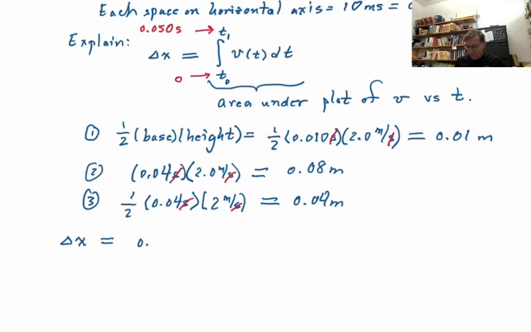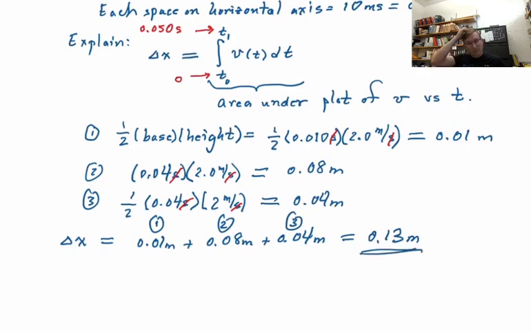0.01 meter plus 0.08 meter plus 0.04 meter. Right? That came from area 1. That came from area 2. And that came from area 3. And of course, they're all in units of meters, and you can add them, and you get 0.13 meters. And you have found how far the fist has moved in a karate punch in the first 50 milliseconds.